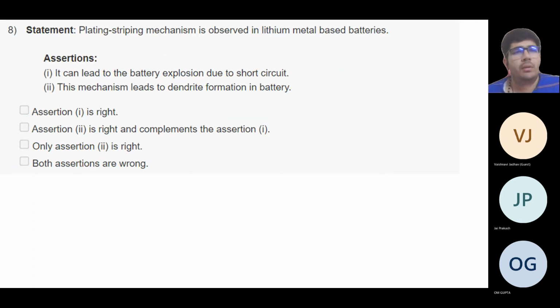Number 8. Plating stripping mechanism is observed in lithium metal based batteries. We have given one statement and we have given assertions: it can lead to the battery explosion due to short circuit, and this mechanism leads to dendrite formation in battery. So it's quite complicated. Think for 2-3 minutes and then try to answer.